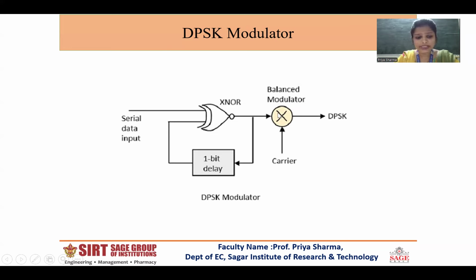The output of the encoder or logic circuit is applied to the bipolar non-return to zero line encoder, followed by a balance modulator. The other input to the balance modulator is from a sinusoidal carrier signal oscillator. The output is the DPSK signal, in which the phase shift depends on the current bit and the previous bit. So here the bits are compared and the difference of both is sent.